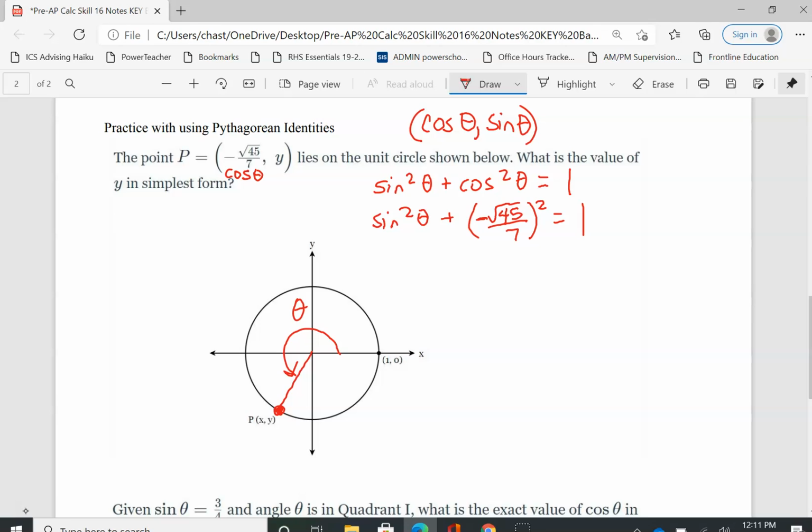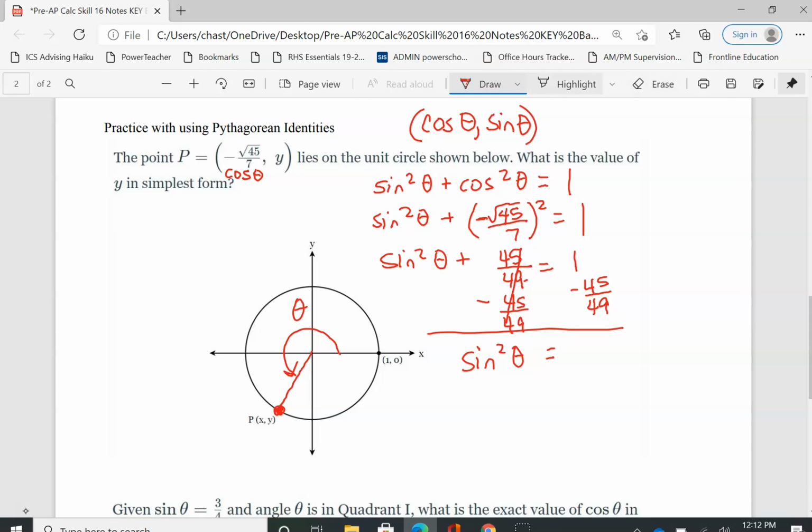So what we're going to do is we're going to solve this for the sine squared. This part, when you take a negative and square it, you get a positive. So we're going to have 45 over 49. We're going to subtract 45 over 49 from both sides. And we get sine squared theta equals. Now on this, we're going to need a common denominator. So 1 whole is the same as 49 over 49. So 49 minus 45, that leaves us with 4 left over.